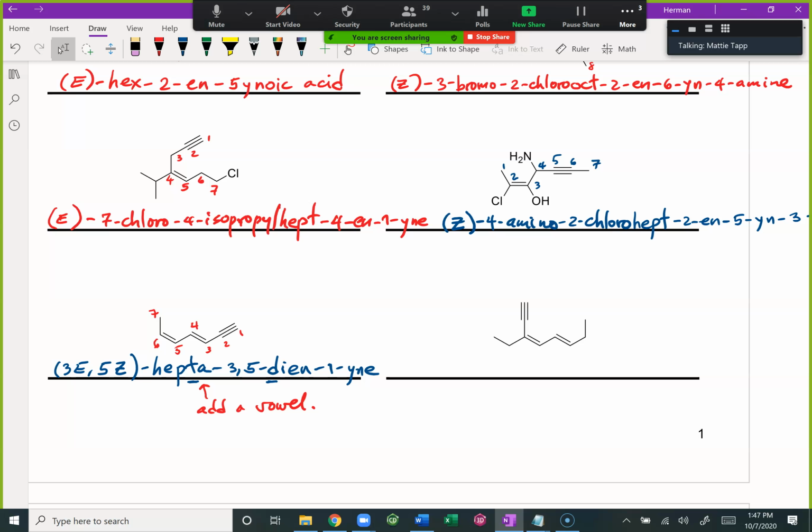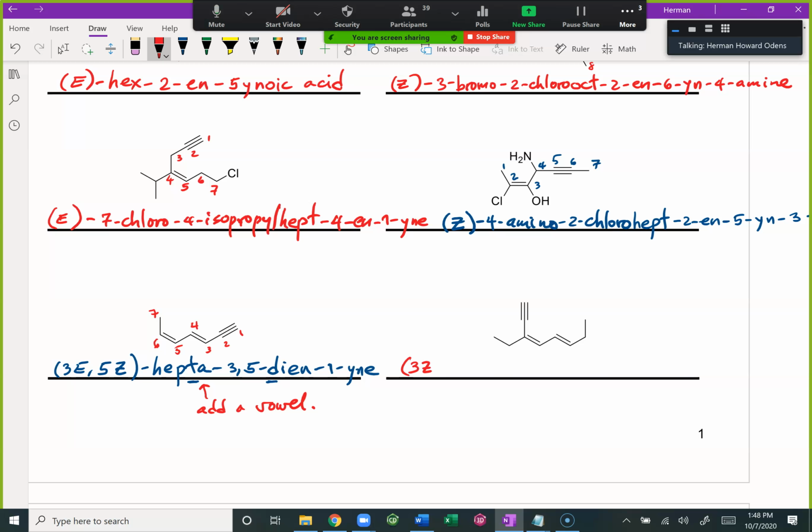Can I try this one, Dr. Odens? Yes, Mary Tap. All right, go for it. This may be wrong, but I'm thinking 3Z, 5E, 3 ethyl octa, 3,5 diene, 1 yne. That is perfect. Another textbook execution. That's the highest title here in this class.